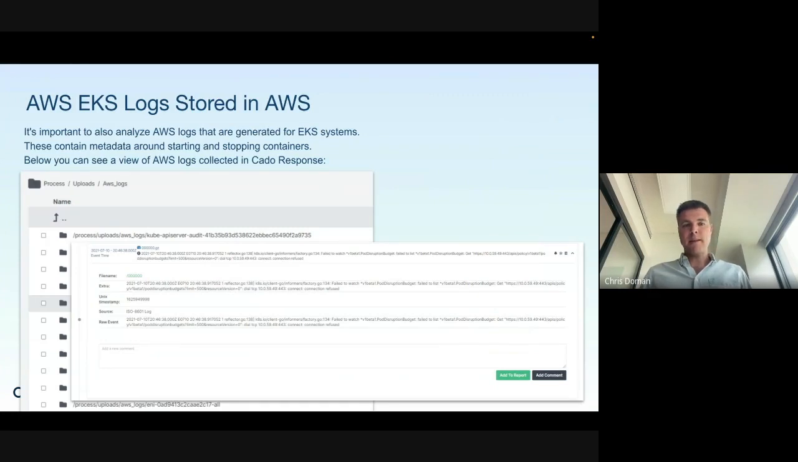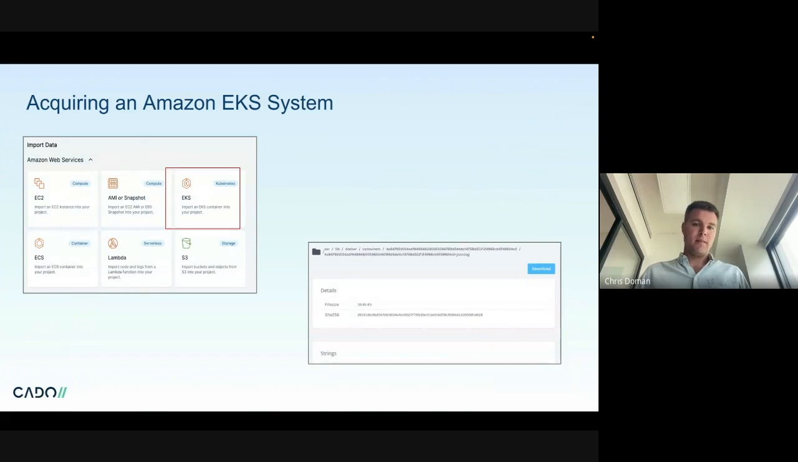With something like AWS EKS, a bunch of logs can potentially be stored in S3 as well, things like some audit logs and such. The way it works in our platform, Cado Response, is we can import from things like EKS, ECS, and then Google Kubernetes Engine and Azure Kubernetes Service. A couple of clicks by the API will get a full copy of all the forensic data you need inside that container or the underlying VM.